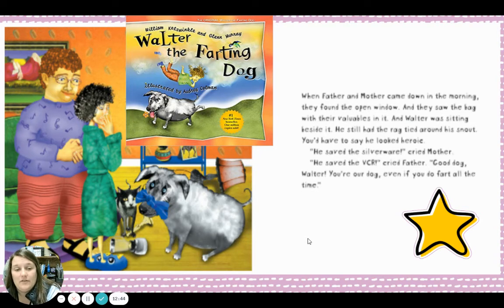When Father and Mother came down in the morning, they found the open window, and they saw the bag of the valuables in it, and Walter was sitting beside it. He still had the rag tied around his snout. You'd have to say he looked heroic. "You saved the silverware," cried Mother. "You saved the VCR," cried Father. "Good dog, Walter. You're our dog, even if you do fart all the time."